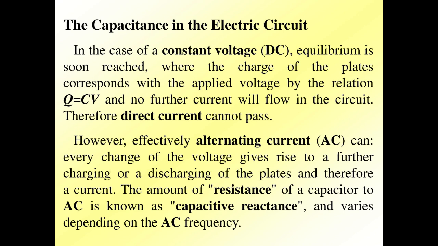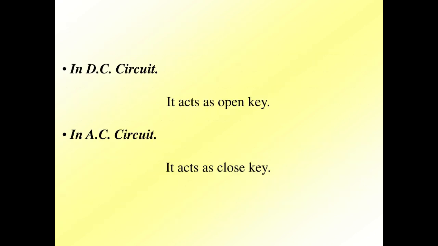Every change of the voltage gives rise to a further charging or a discharging of the plates and therefore a current. The amount of resistance of a capacitor to AC is known as capacitive reactance, and varies depending on the AC frequency. In a DC circuit, it acts as an open key. In an AC circuit, it acts as a closed key.